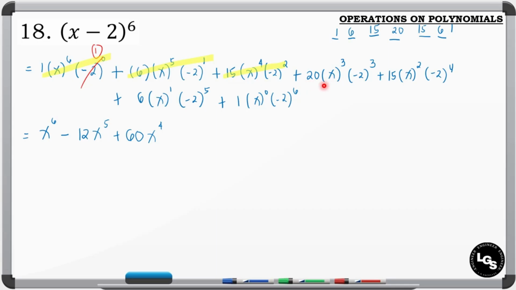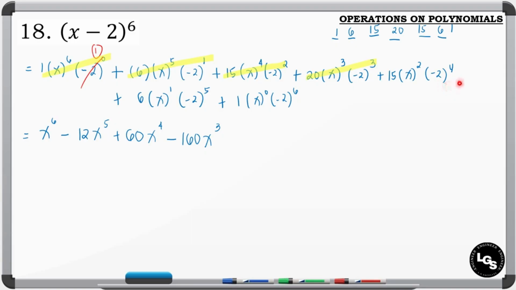Next, for the fourth one, we have negative 2 raised to 3, so that is negative, right? Because it's an odd number. So I'll write the negative sign. Then 2 raised to 3 is 8. Then we need to multiply it by 20, so that is 160. Then our variable x raised to 3, so that is x raised to 3. So this is good.